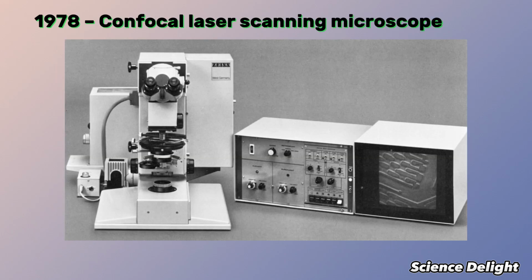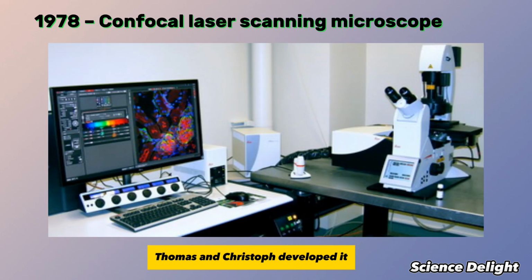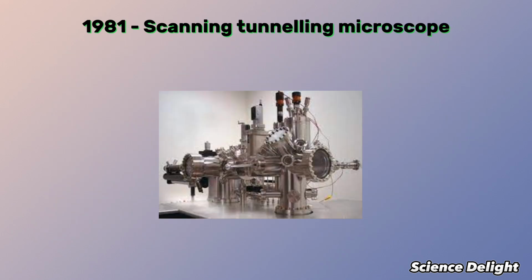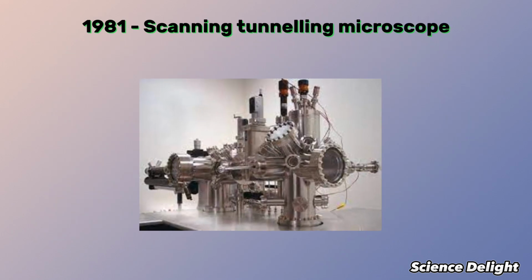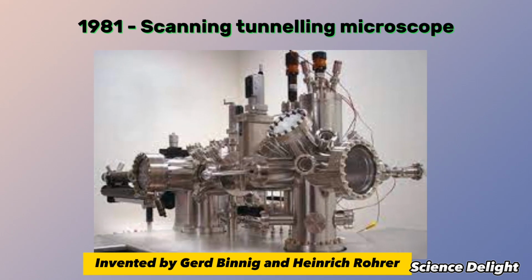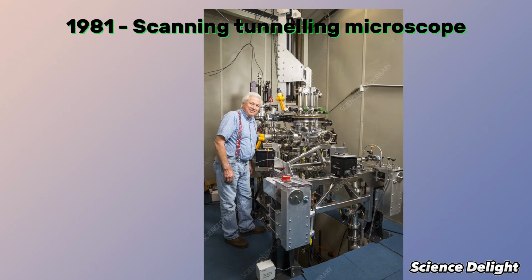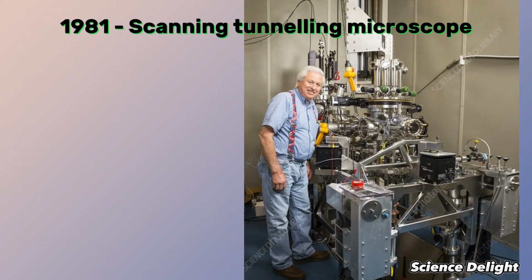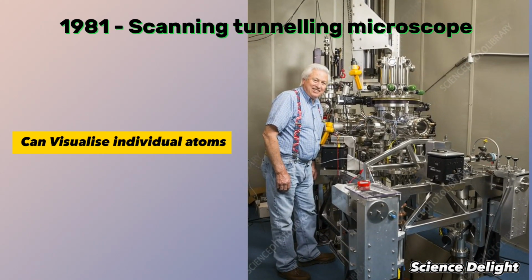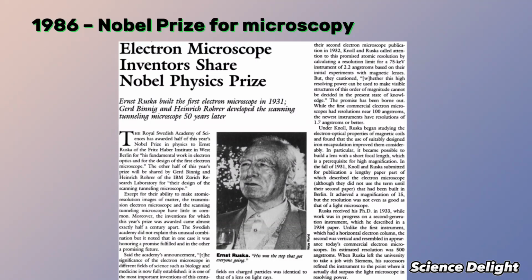1978, confocal laser scanning microscope. Thomas and Christoph developed it. 1981, scanning tunneling microscope, invented by Gerd Binnig and Heinrich Rohrer. It can visualize individual atoms within materials by measuring interactions between atoms rather than by using light or electrons.